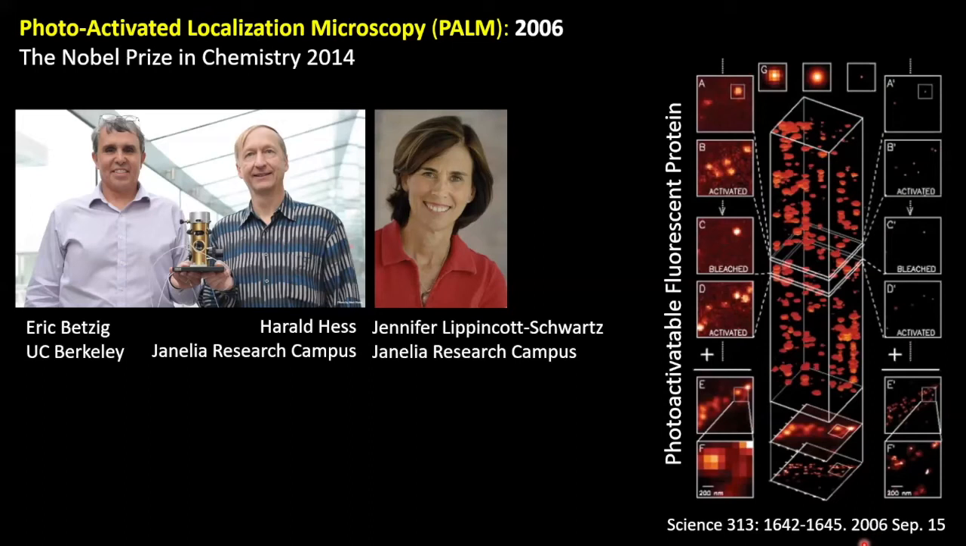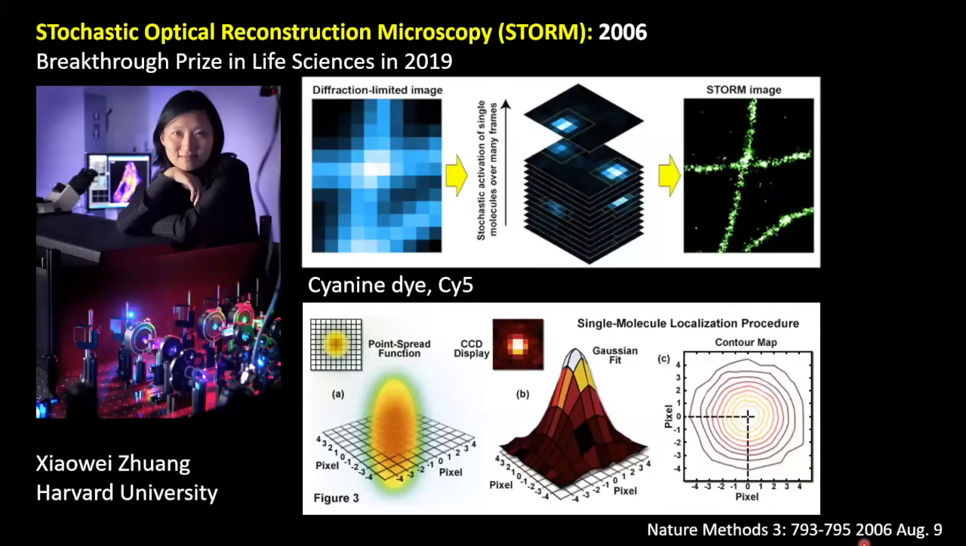In the same year, another researcher, Xiaowei Zhuang at Harvard, and her group did a very similar experiment, but instead of using a photoactivatable protein, they used a cyanine dye, Cy5, but the principle is exactly the same. She didn't win the Nobel Prize with them; instead, she won the Breakthrough Prize in Life Sciences in 2019. But the idea is exactly the same.